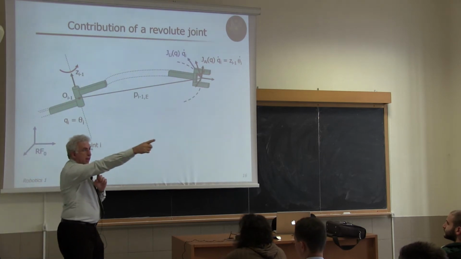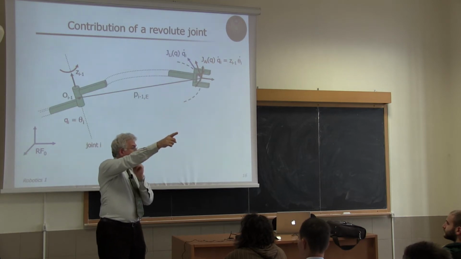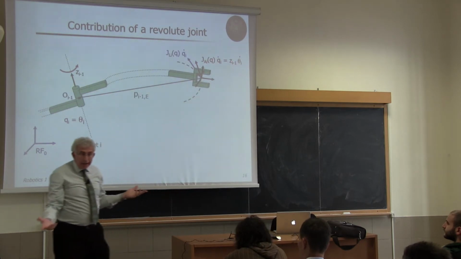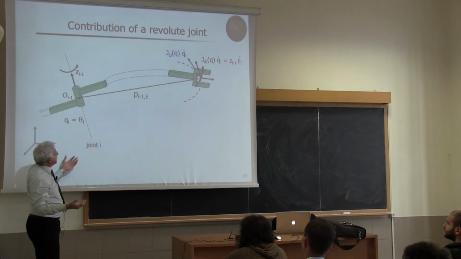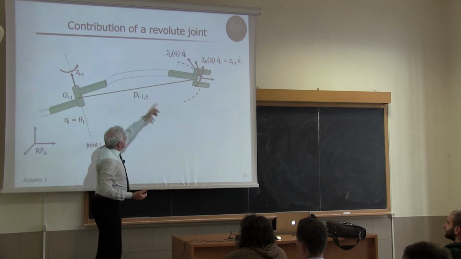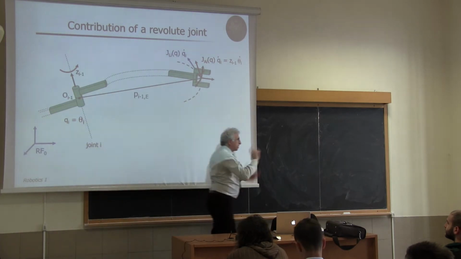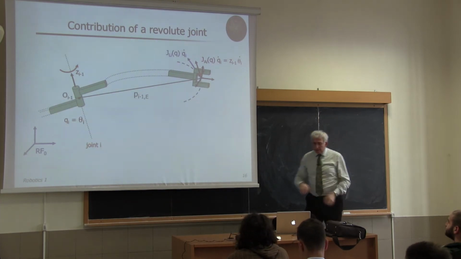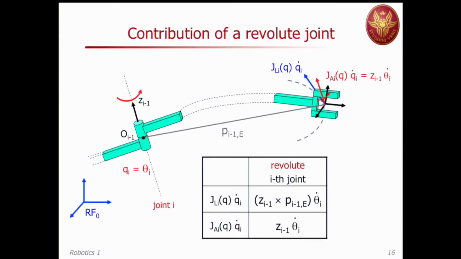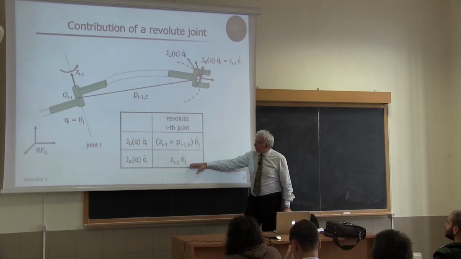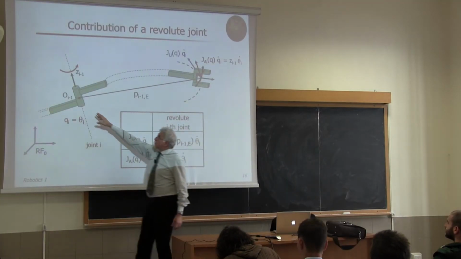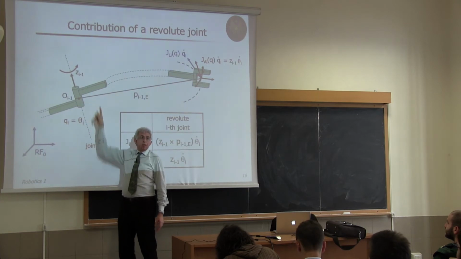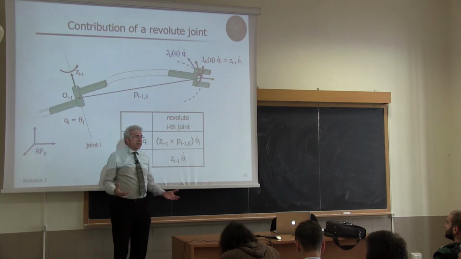But when I'm rotating and I'm considering a point which is out of the rotation axis, this point will have also a linear velocity. As simple as that. So there will be some distance and a vector product of the distance times the intensity of the angular velocity. So these two contributions will be written in this way. And pay attention now. So the angular part is easy. Why? Because it's exactly the angular velocity that I'm imposing with this joint. So directed along Zi minus 1 and with intensity theta I dot.